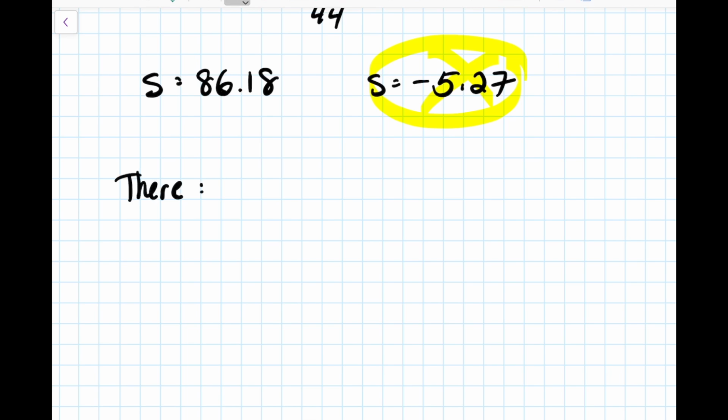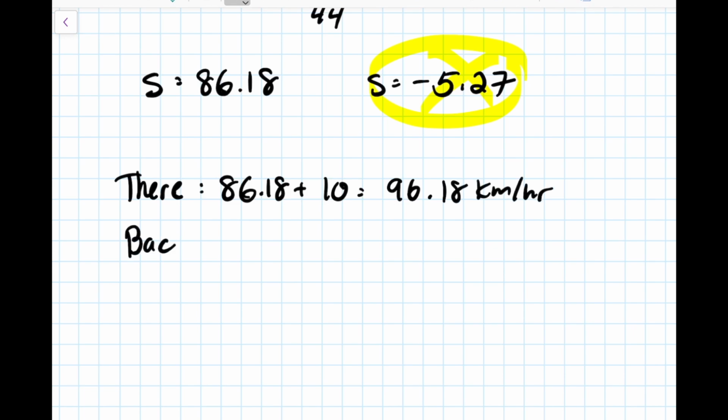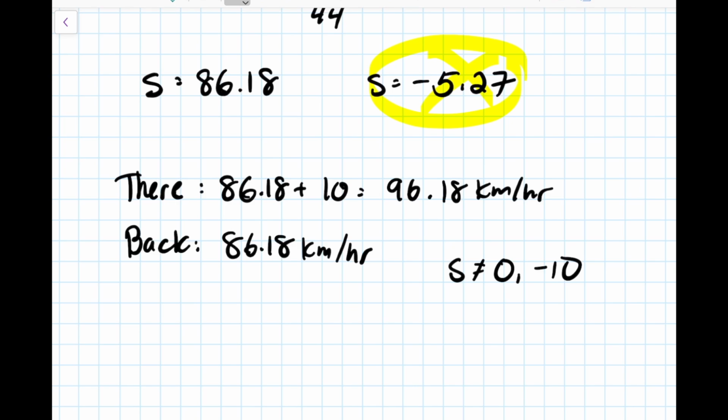So we had a speed on the way there, which was s plus 10. So that's going to be 86.18 plus 10, which gets us 96.18 kilometers per hour. And then our speed on the way back was just s, so that's just going to be the 86.18. So you got to make sure you're actually answering the question when you're done. Our NPVs, our s cannot be 0 or negative 10.